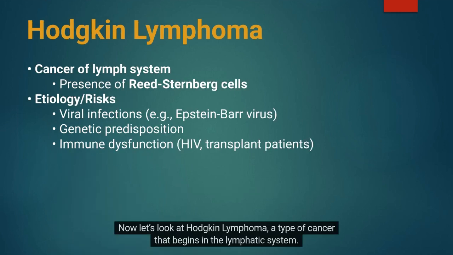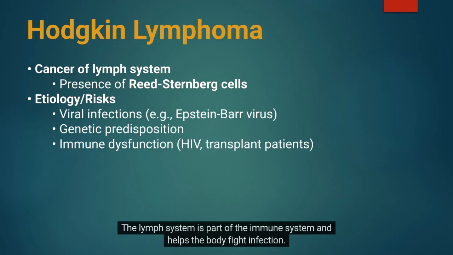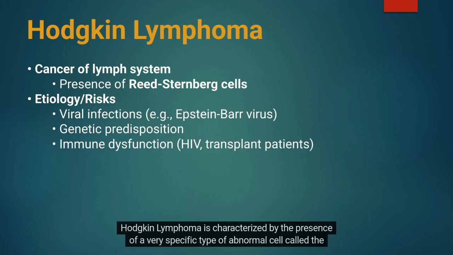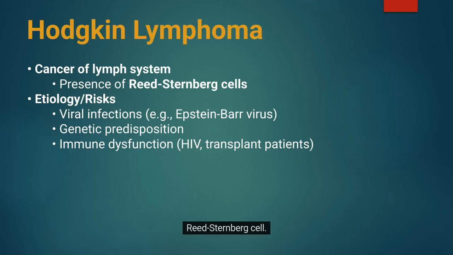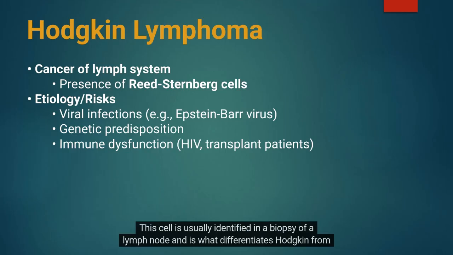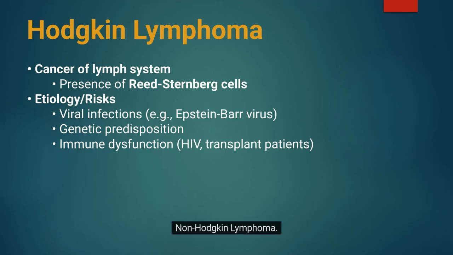Now let's look at Hodgkin lymphoma, a type of cancer that begins in the lymphatic system. The lymph system is part of the immune system and helps the body fight infection. Hodgkin lymphoma is characterized by the presence of a very specific type of abnormal cell called the Reed-Sternberg cell. This cell is usually identified in a biopsy of a lymph node and is what differentiates Hodgkin from non-Hodgkin lymphoma.